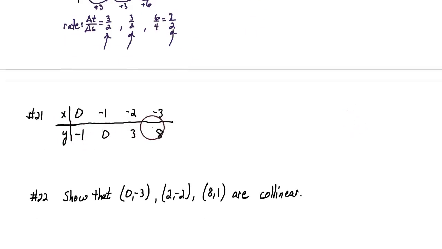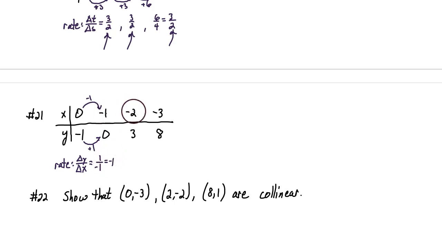Number 21, same instructions. Let's see if these line up in a straight line. From 0 to -1 is a decrease of 1 unit. From -1 to 0 is an increase of 1 unit. Let's now look at the rate. When we do this, we want to put the change in the y on the top and the change in the x on the bottom. So we have 1 over -1, which equals -1.